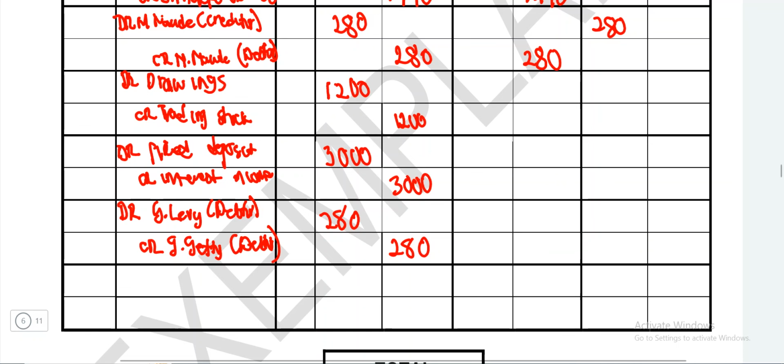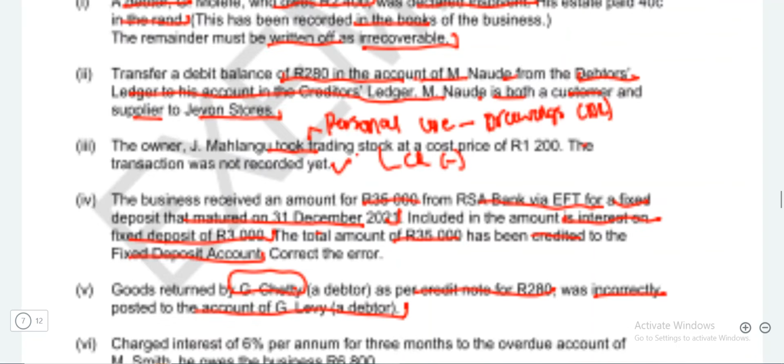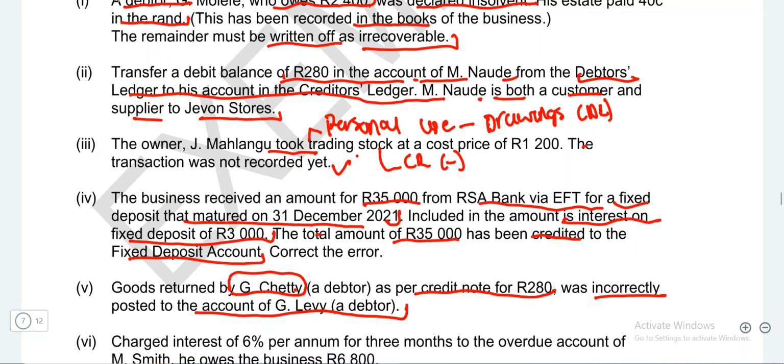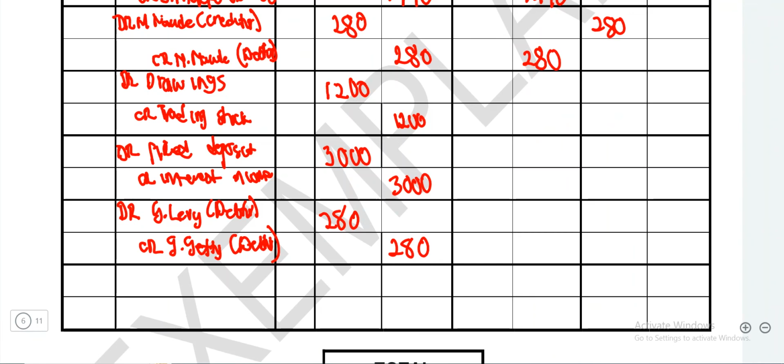Now let's check. We need to check. So remember this, because we are talking about the debtors already, the debtors control is affected. This is the debit side of the debtors control, and this is the credit side of the debtors control. So what must we do? G Levy's account must be debited. So we're going to have 280 on the debit side, and G Getty's account must be credited. He or she is a debtor, and it must be credited. So that 280 will come here. Okay, so such transactions have a lot of marks. Make sure that you understand the procedure that we follow to correct such mistakes.